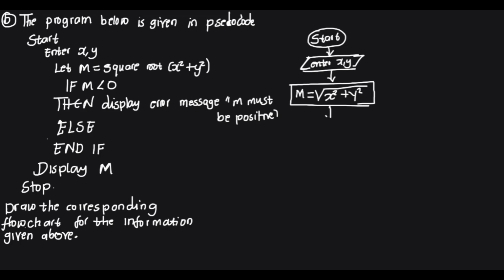Then we need to look at what followed after this stage. What followed was if m is less than 0. Now under the pseudocode, they use language like "if m", but whenever you are using a flowchart, you convert "if m" to "is m". So "if m is less than 0" changes to "is m less than 0". You make it a question. This is the language that you need to convert from pseudocode into a flowchart. So we are going to have a diamond here, because a diamond is used to show the decision making process. So we say, is m less than 0.